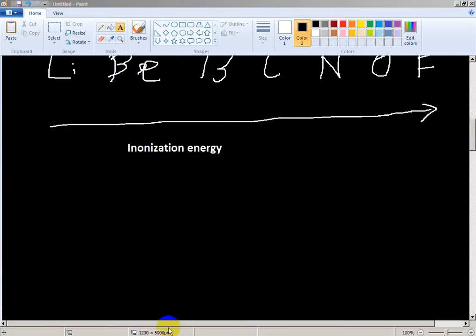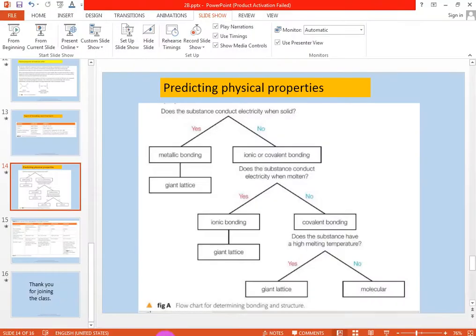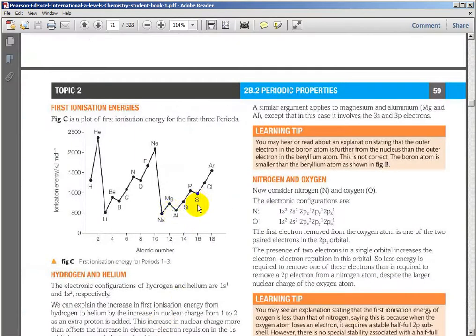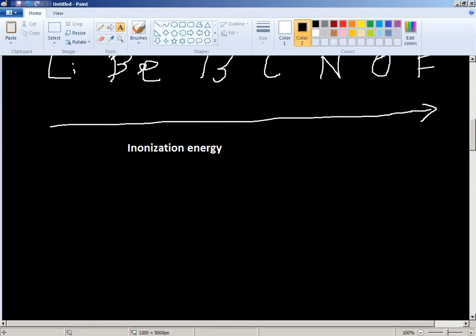But there are some irregularities here. Have you seen some irregularities in the ionization energies? Lithium, then beryllium increases, but boron decreases. Why does boron decrease? Again it increases, and then decreases. Can you say why?